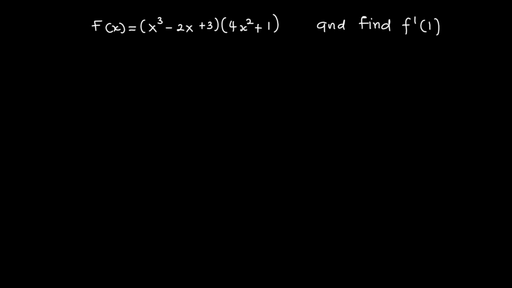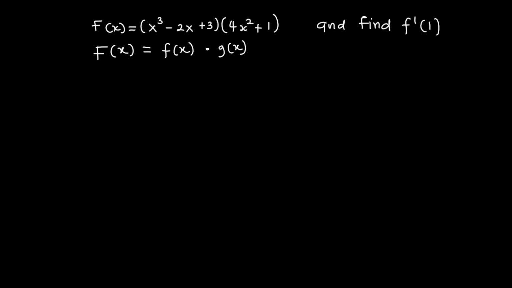One thing you notice is that this function F of x is a product of two different functions. So I'm going to name these two functions f of x and g of x. In that case, capital F of x is equal to f of x multiplying g of x. So this function is a product of two other functions.